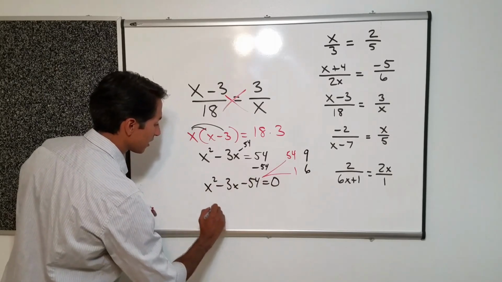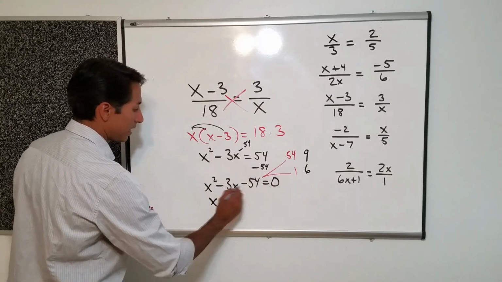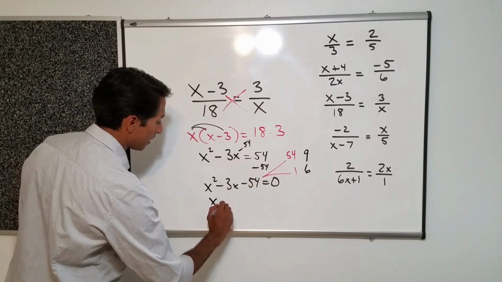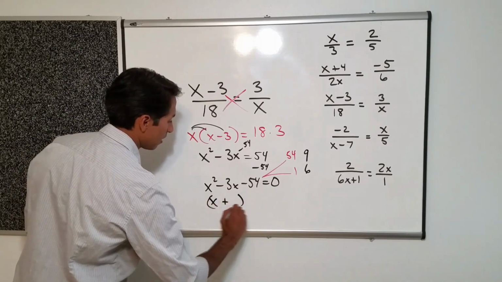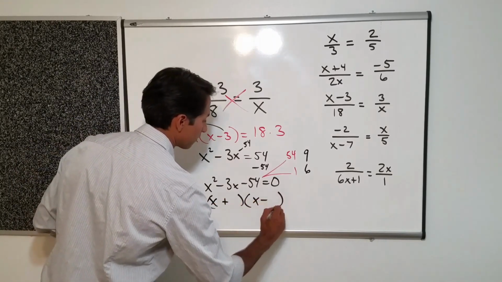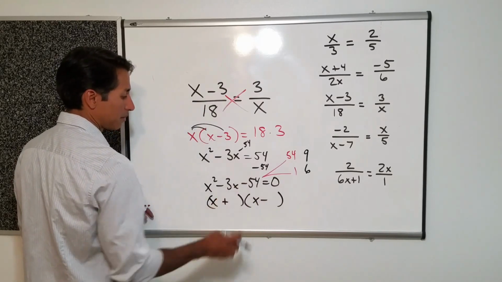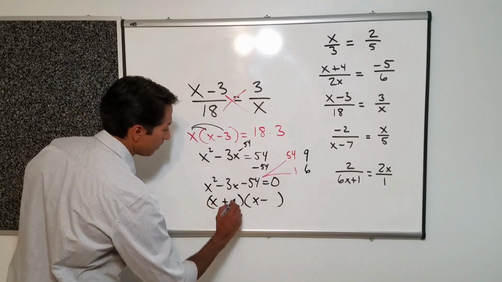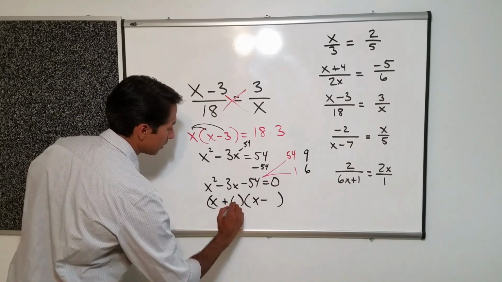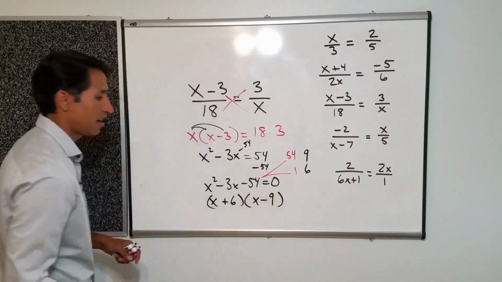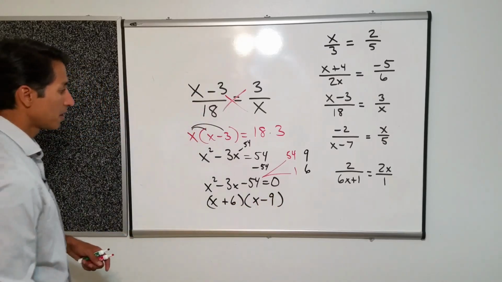Let's factor this guy. This is going to be minus and minus, so I'm going to have a plus and a minus. Right? Because a negative times positive is going to give me a negative. And this is going to be a positive 6 and a negative 9. Okay? Equals 0.